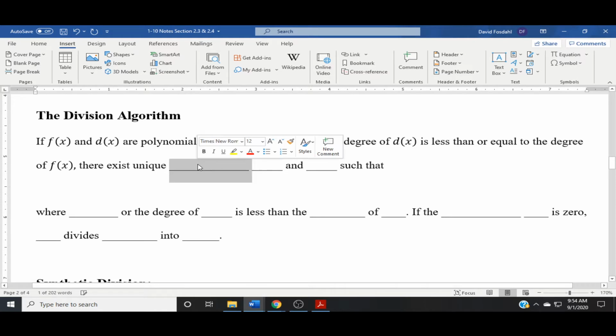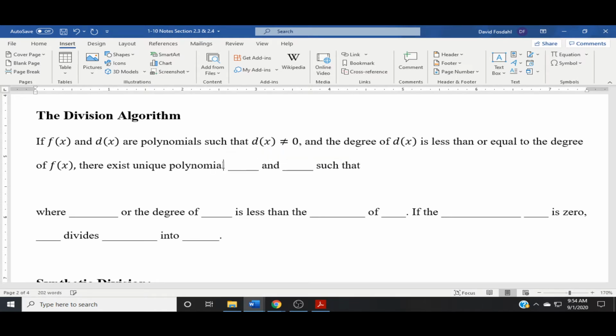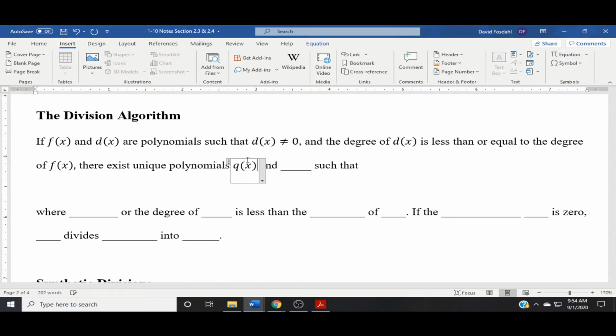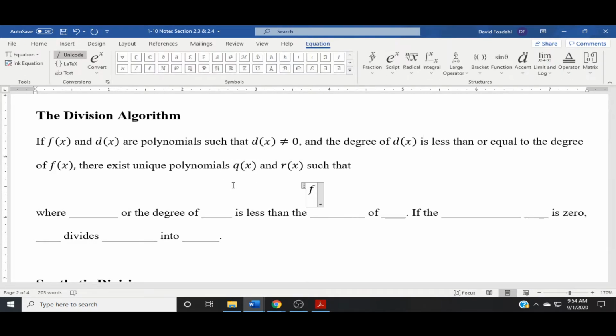polynomials, q of x and r of x, such that f of x equals d of x times q of x plus r of x.